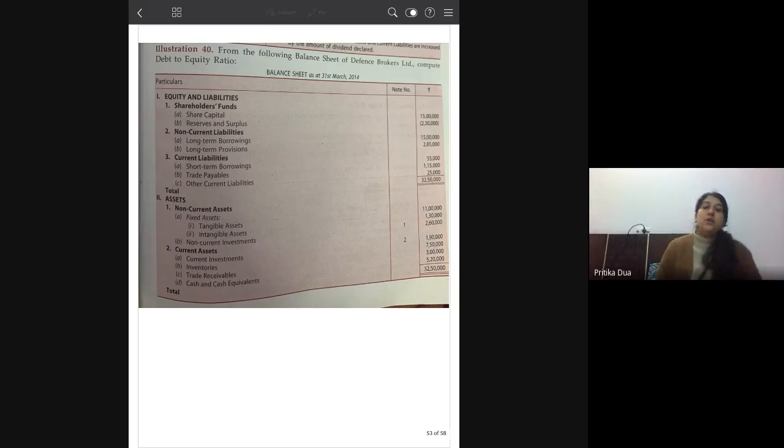ओके, वन मोर क्वेश्चन ऑन डेट इक्विटी रेशियो ऑन योर स्क्रीन्स. सॉल्व दिस क्वेश्चन.